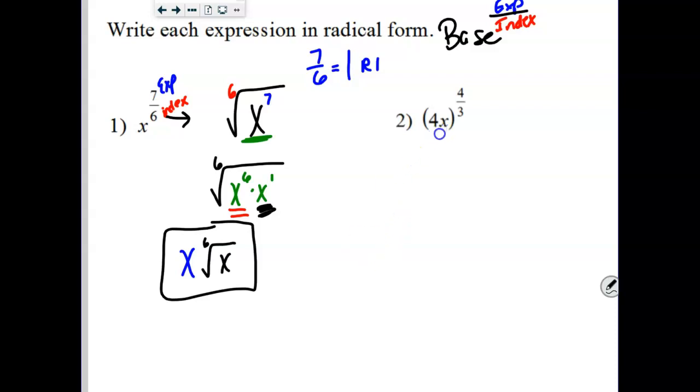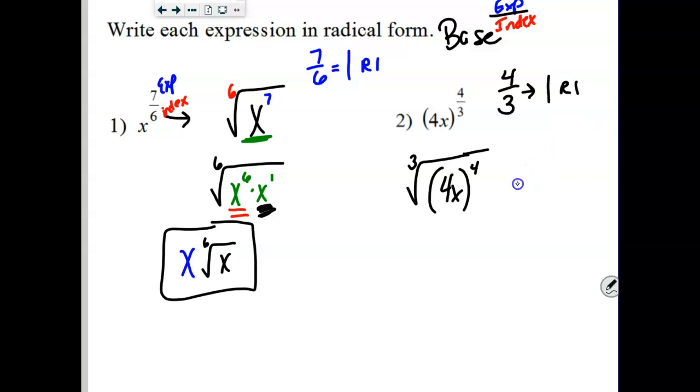Alright, so here you have 4x to the 4/3 power. Notice the parentheses, the quantity is being raised to that power. So we have a cube root, and then you've got the quantity 4x being raised to the 4th power. So my friends who can tell me 4 divided by 3 is 1 remainder 1, maybe you already know what the answer is. That's awesome. My friends who aren't really sure what I'm talking about yet, we're going to break it down.